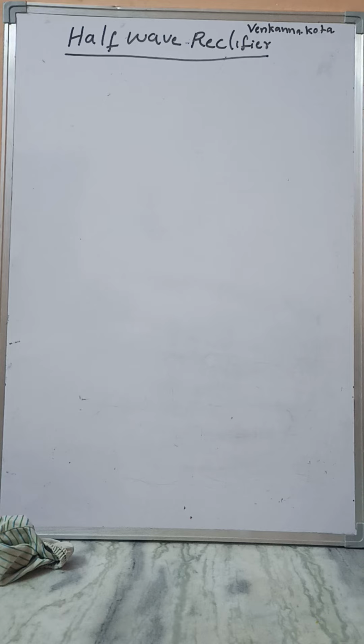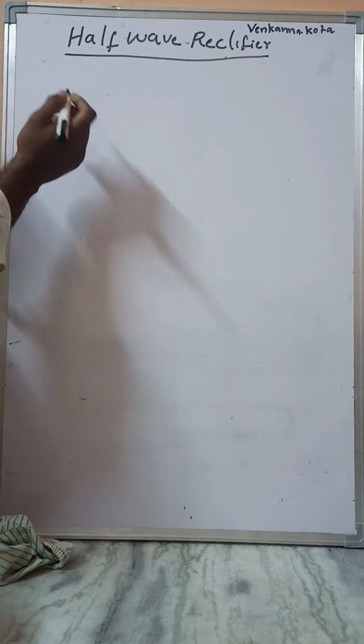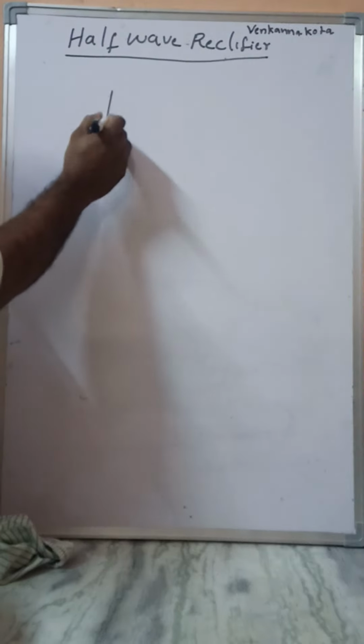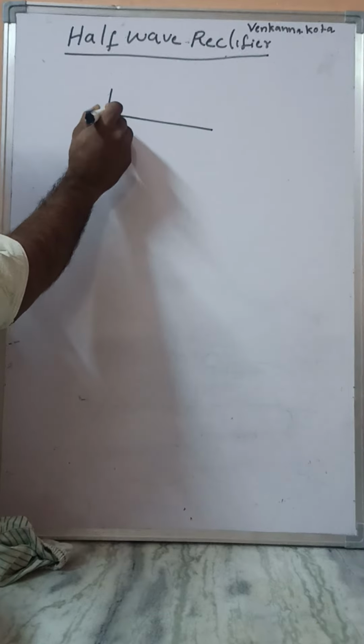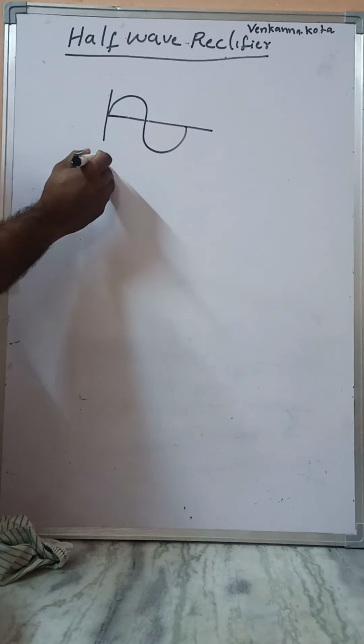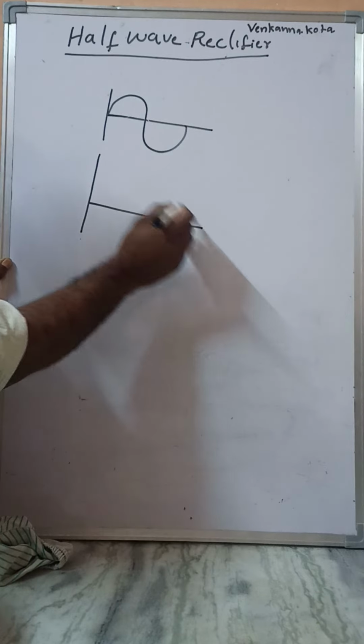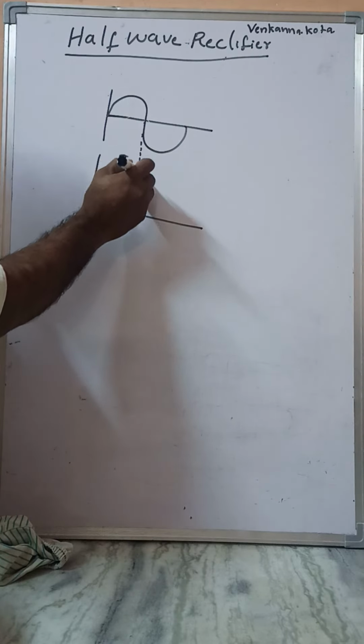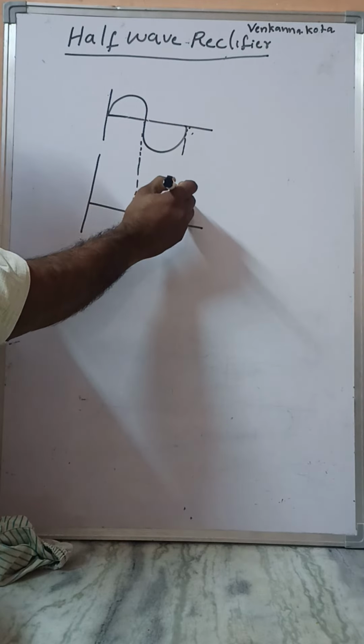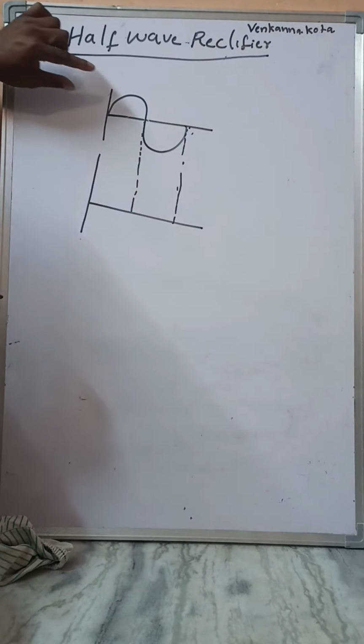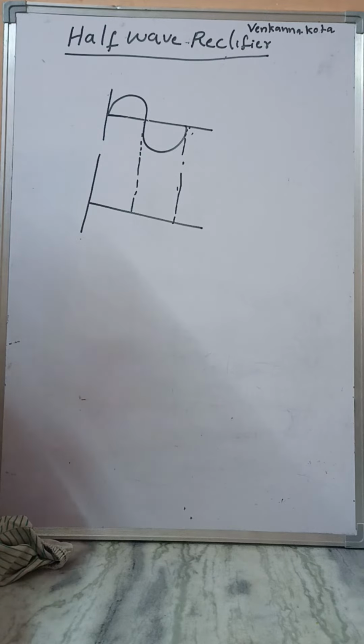So basically there are two types of rectifiers: the half wave rectifier and the full wave rectifier. Now I want to discuss the half wave rectifier. What is a half wave rectifier? If it is an AC signal, it converts only half of the portion. This is the input signal, and this is the output signal, which keeps only the positive portion and removes the negative portion.